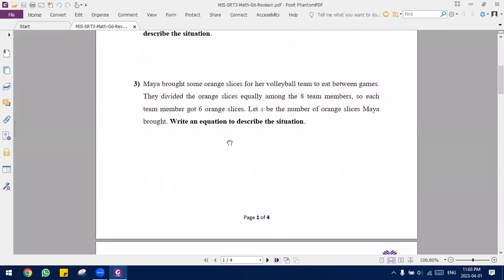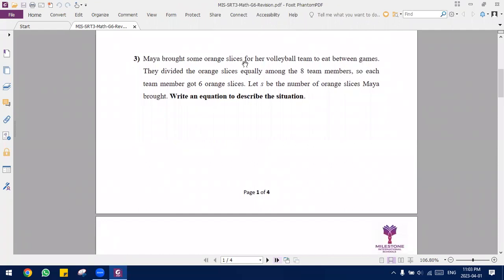Next question. Maya brought some orange slices for her volleyball team to eat between games. They divided, this is important, they divided the orange slices equally among 8 team members. So in a team we have 8 members. We are dividing the things that we have equally. So each team member got 6 orange slices.